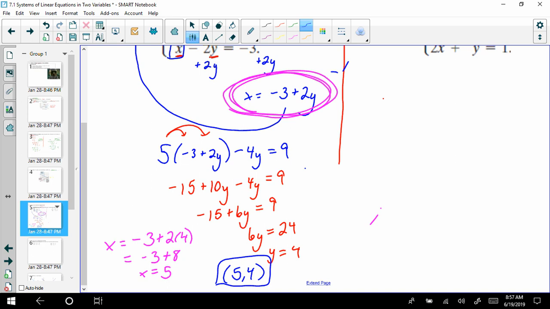Be really careful. Every once in a while, I'll see people do all this math correct, and they'll get the answers right, but then at the end, they write their answer wrong. If you write this, that is wrong. In the ordered pair, the x should go first and then the y. Okay, so be careful of that.